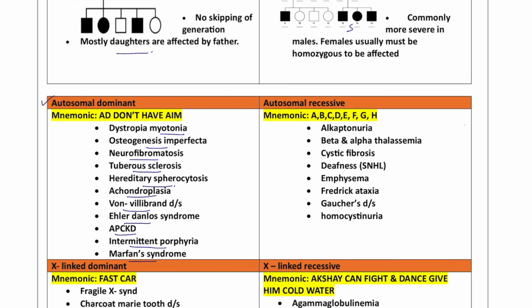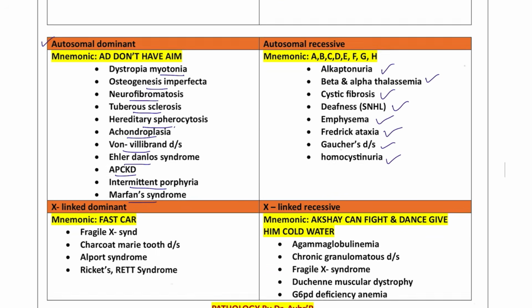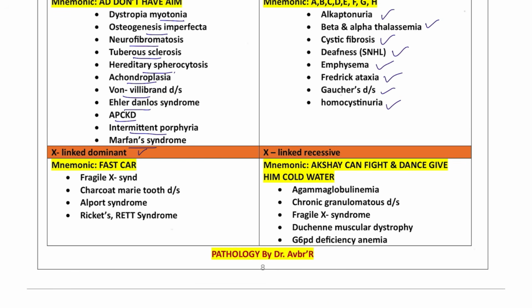Autosomal recessive conditions are alkaptonuria, beta and alpha thalassemia, cystic fibrosis, deafness, emphysema, Friedreich's ataxia, Gaucher disease, and homocystinuria. X-linked dominant examples, most important: Fragile X syndrome, Charcot-Marie, Alport syndrome, rickets, which is a resistant rickets, and Rett syndrome. X-linked recessive, these are mostly conditions like G6PD, DMD. Best is Fragile X syndrome, choose it in the X-linked dominant.